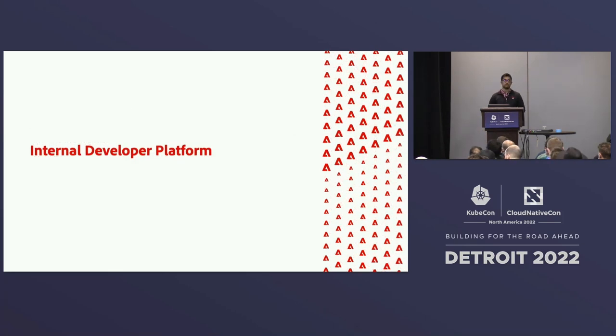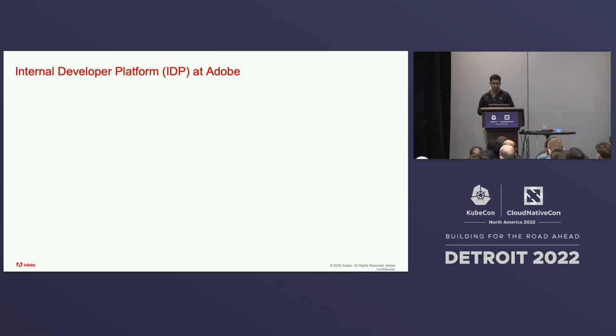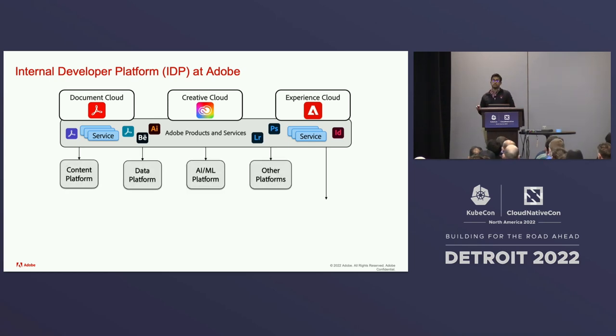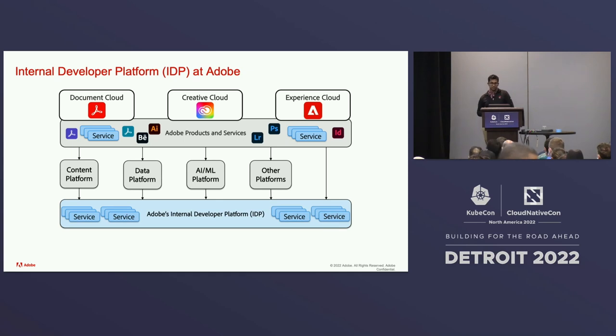Let's get started with the internal developer platform. So Adobe has three main categories of product offerings. There's Document Cloud, Creative Cloud, Experience Cloud, which are themselves comprised of different services and products that are developed by various internal teams at Adobe. These products and services may be deployed and run using different internal platforms that serve their specific needs. And in order to build and deploy and run successfully, these different platforms leverage certain core mechanisms, infrastructure tooling, and services that are provided by the internal developer platform.